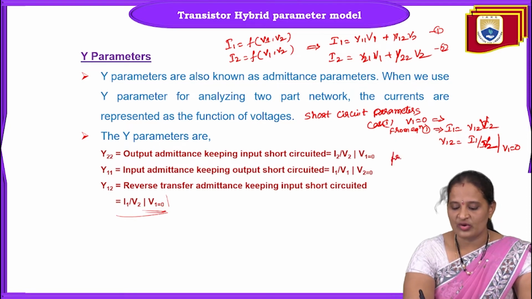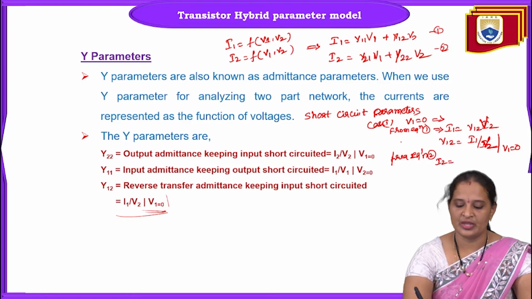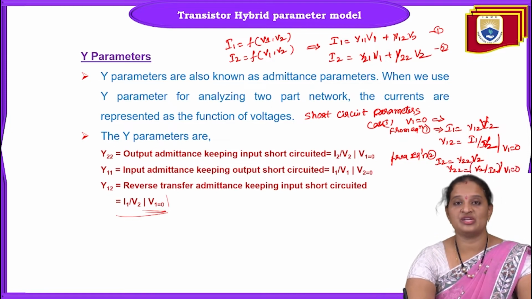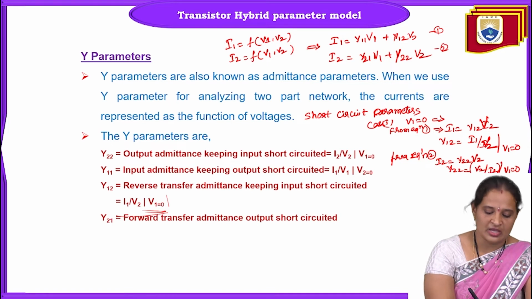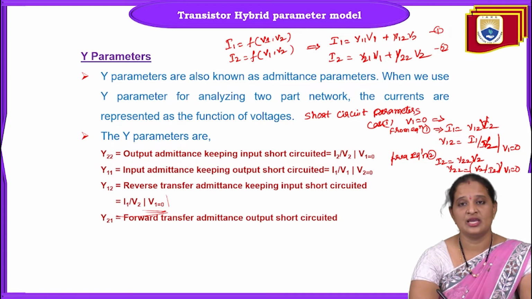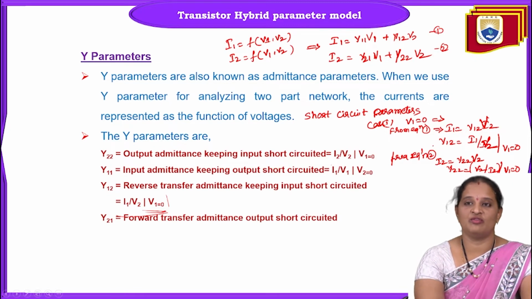And similarly, from equation 2, we can have I2 is equal to, as V1 is 0, the first term will be 0 and the second term Y22 into V2. So from this, I can calculate Y22, that is V2 divided by I2 by keeping V1 equal to 0. As it is a parameter measured as a ratio of output voltage to the output current, I can define Y22 as the output admittance keeping the input port short circuited, which is defined as I2 divided by V2 by keeping V1 equal to 0.